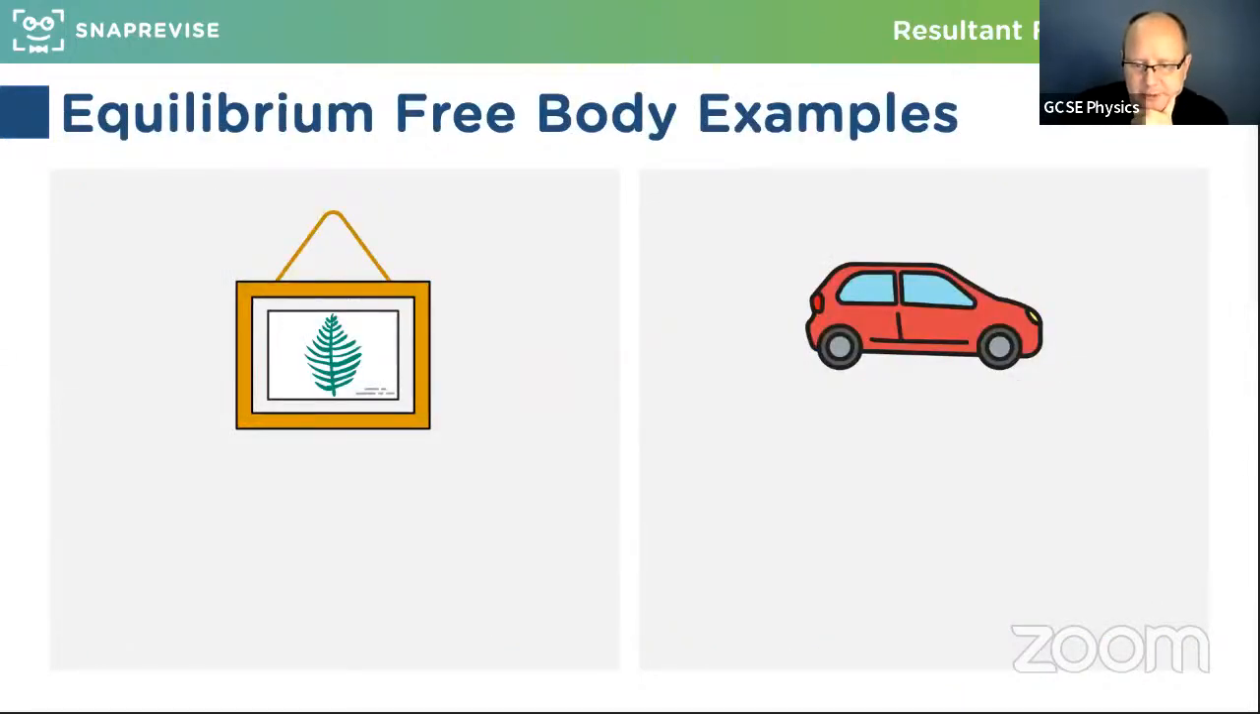Let's have a look at a few more examples. So we've got a picture hanging on a wall, on a little nail there, let's put a nail in, there we go. Now that picture is going to have weight, and the weight is going to act downwards from its center of mass, let's label that W.